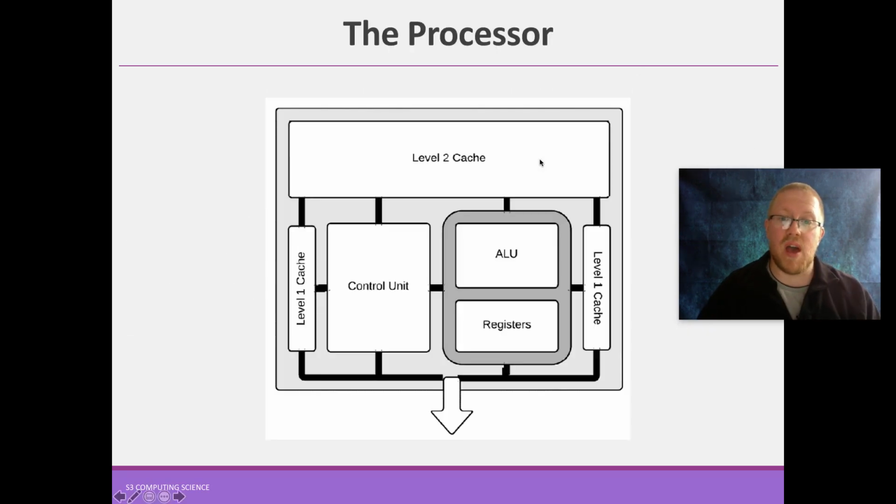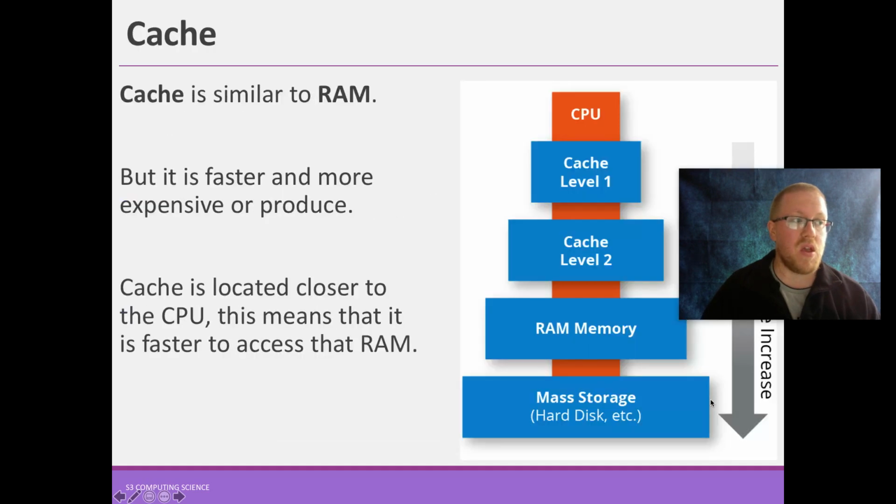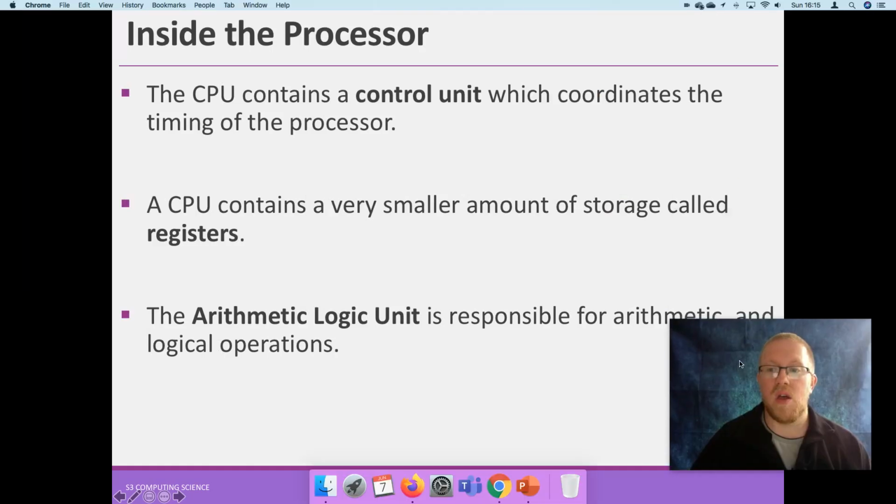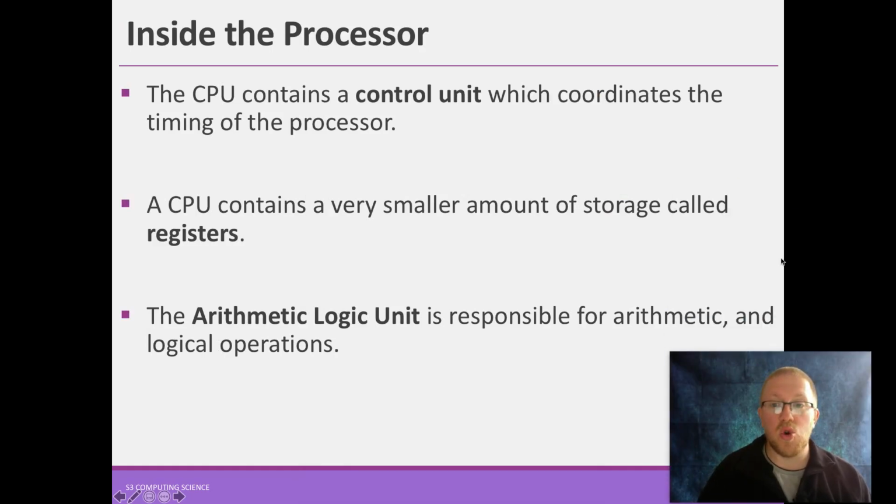If we drill that down and have a look at the different parts of a processor, this here is a diagram of what the inside of a computer processor might look like, and we're going to look in particular at the control unit, the ALU, and the registers. The CPU contains a control unit, and the control unit coordinates everything that happens in the processor. It's responsible for the fetching and the decoding of the instructions, and it also manages how and when these instructions are executed.